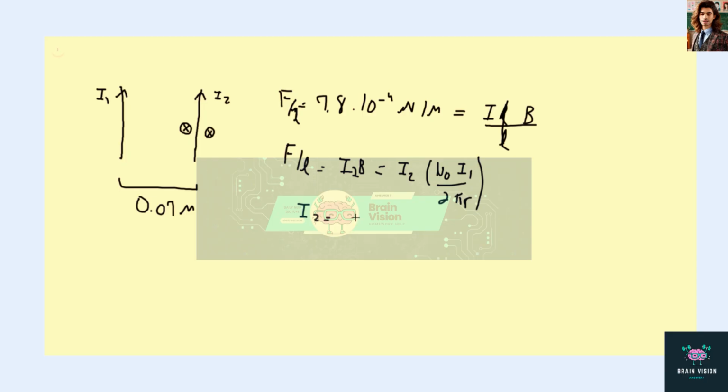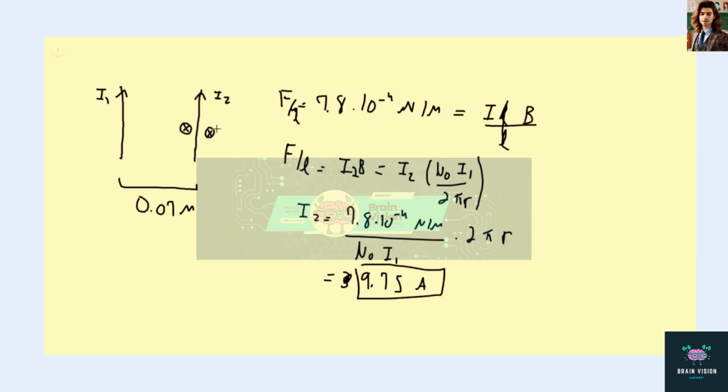So I2 should equal our force per length value, 7.8 times 10 to the minus 4 newtons per meter, divided by mu naught I1 and times 2 pi r, where r is 7 centimeters. We do all that, and we should get about 9.75 amps. And that will be in the upward positive direction.